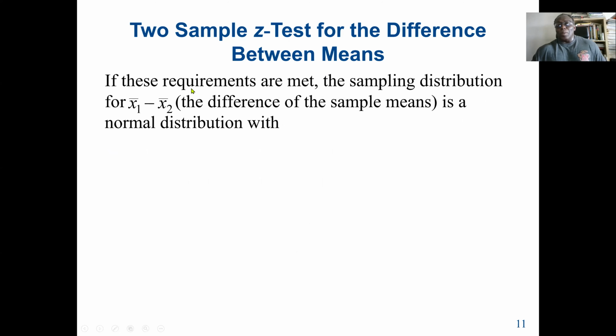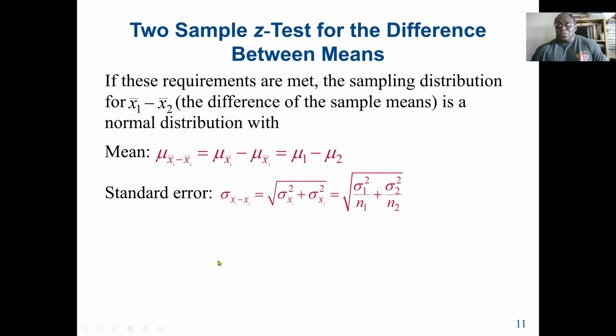Then if these requirements are met, we can do our sampling distribution for the difference of the sample means. That is the first sample mean minus the second sample mean, x̄1 minus x̄2. This will be the difference of the sample means in a normal distribution, with the mean being μ(x̄1 − x̄2), or μ1 minus μ2. Now, there's a little bit of difference here.